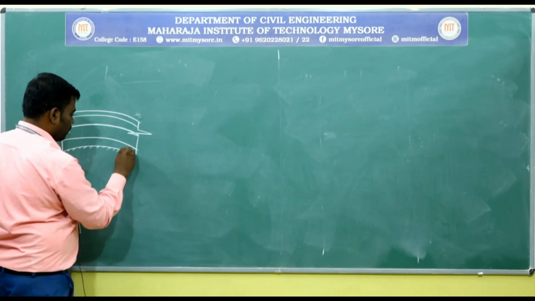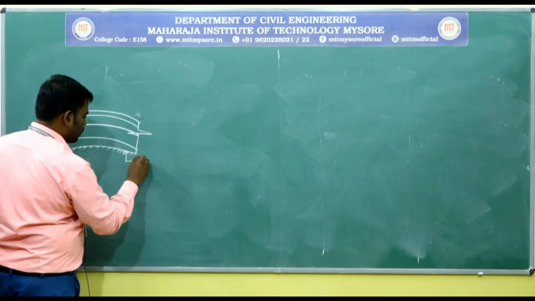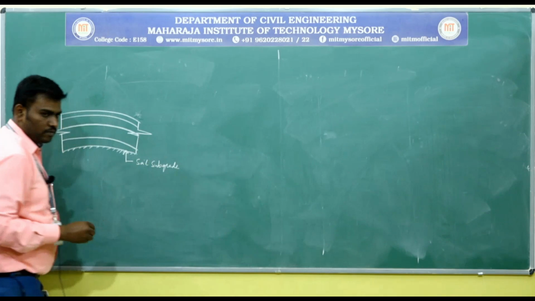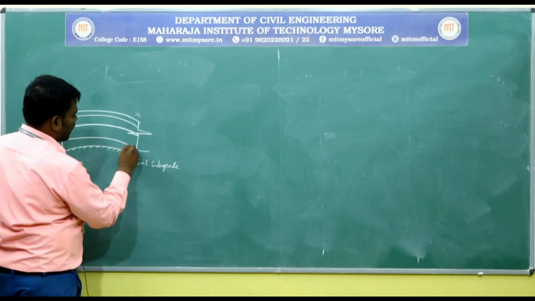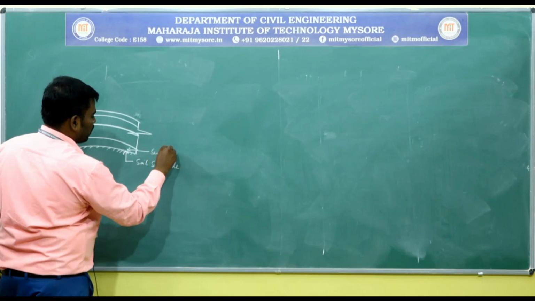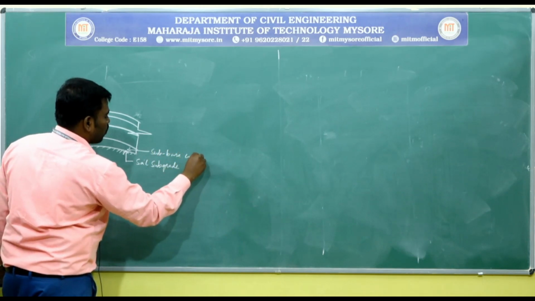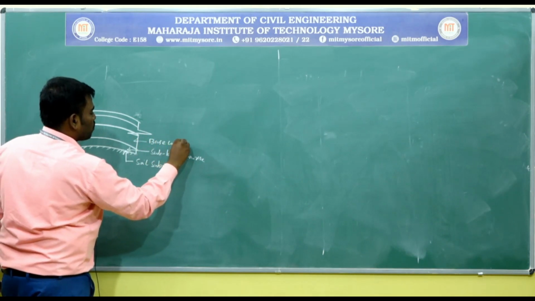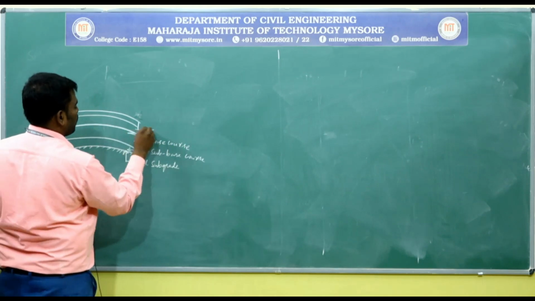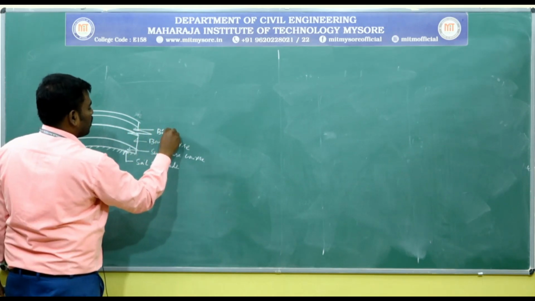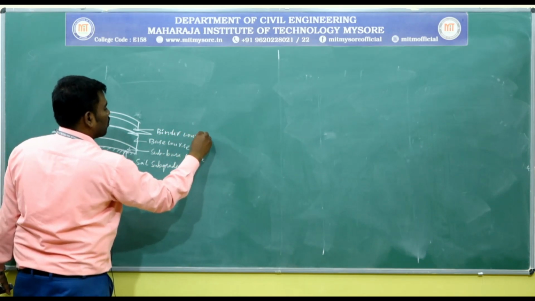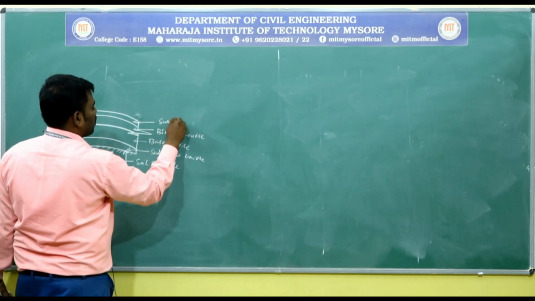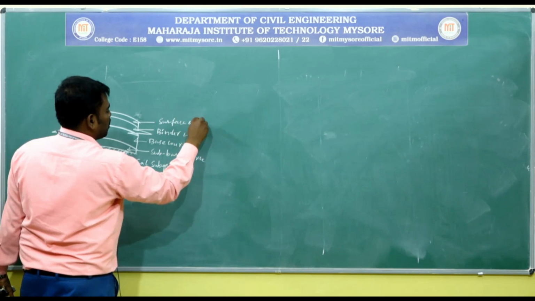Okay. This is soil subgrade. And this layer is subbase course. This is base course. Then it is binder course, and it is surface course.